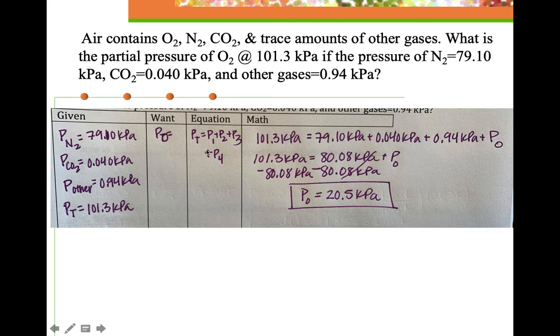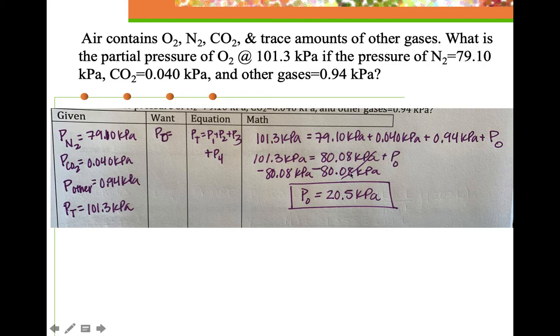And here's our equation, right? We have 4 different gases, so the pressures of those 4 gases will equal our total pressure. And now we just plug in the information we were given. 101.3 kPa equals 79.1 kPa plus 0.040 kPa plus 0.94 kPa plus the pressure of oxygen. I add all these numbers together, I get 80.08 kPa plus the pressure of my oxygen.